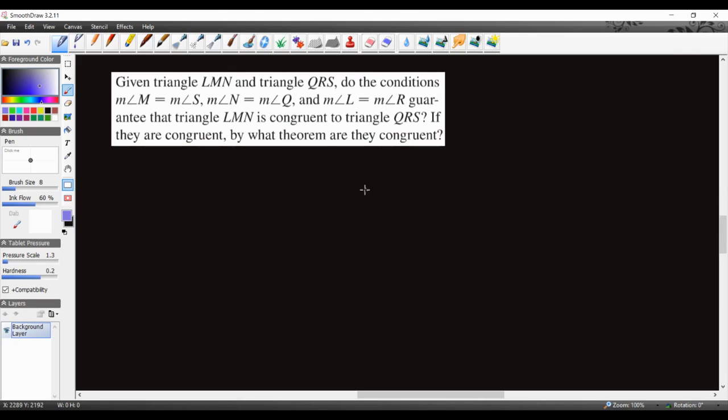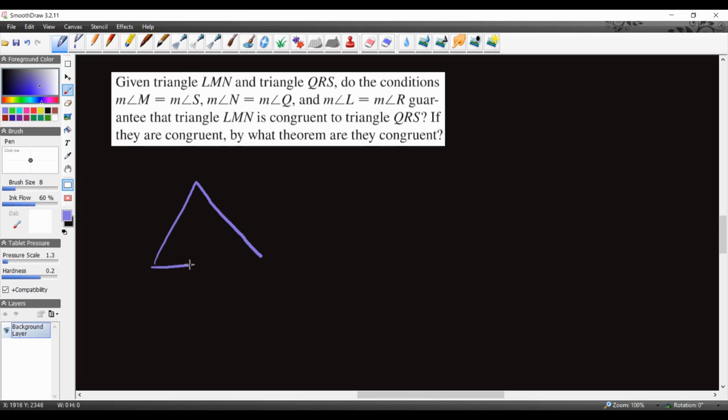We have given triangle LMN and triangle QRS. Do the conditions, all of this, okay? Guarantee that triangle LMN is congruent to triangle QRS. If they are congruent, by what theorem are they congruent? So you are going to have one like this. So what I recommend you do, and I'm going to be looking for that, is to first draw the triangle.